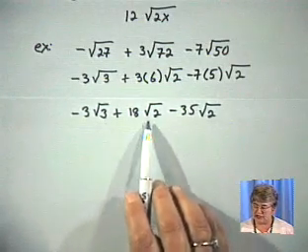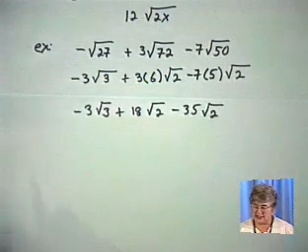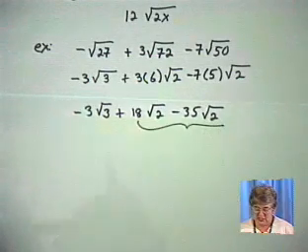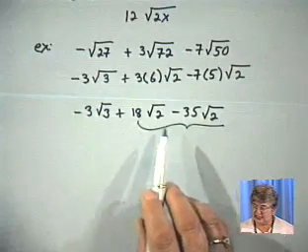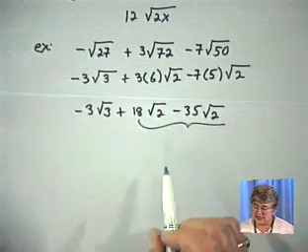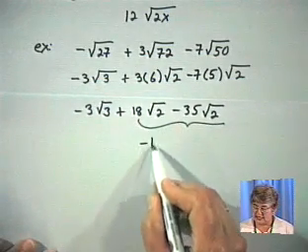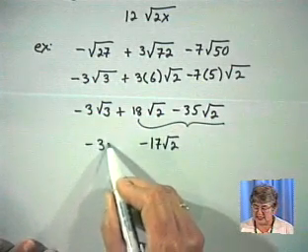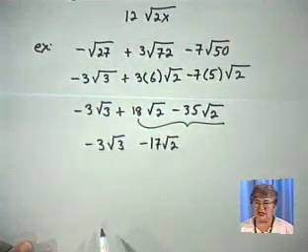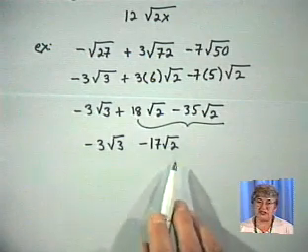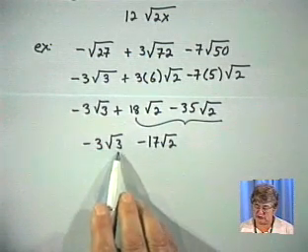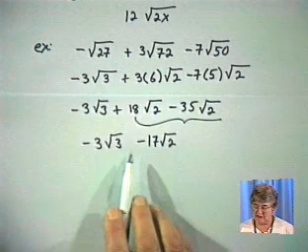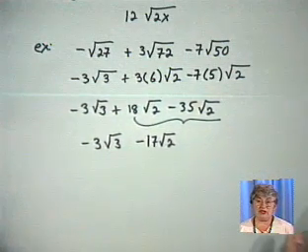The square root of 3 is not a like term to the other two quantities, and so we can't combine it, but we certainly can combine these two. Here we've got a plus 18 and we have a negative 35. Together they will give us a negative 17 square root of 2. The first term remains as a negative 3 square root of 3. So the simplification in this case yields a negative 3 square root of 3 minus 17 square root of 2. And since we have different radicals, there's nothing more we can combine.